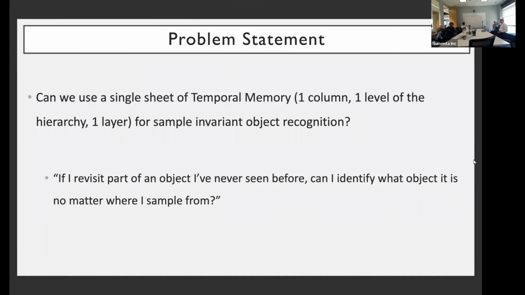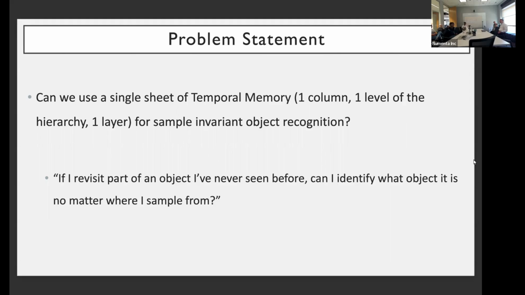Okay, so the main question we want to ask is, can I use a single sheet of temporal memory, so exactly one column, one level of the hierarchy, and just one layer, for some kind of sample invariant object recognition? If I phrase that differently, if I revisit part of an object I've never seen before, can I identify what object it is, no matter where I sample?